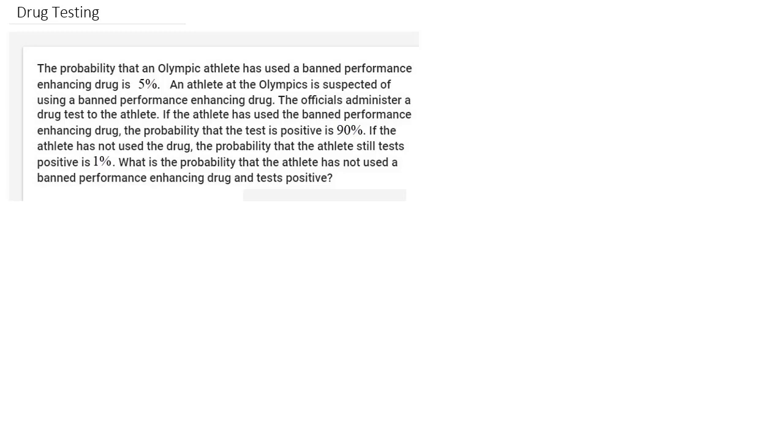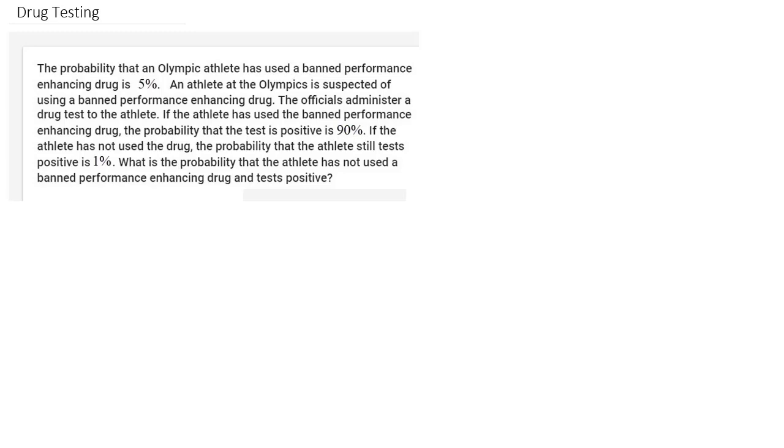So it says the probability that an Olympic athlete has used a banned performance-enhancing drug is 5%. An athlete at the Olympics is suspected of using a banned performance-enhancing drug. The officials administer a drug test to the athlete. If the athlete has used the banned performance-enhancing drug, the probability that the test is positive is 90%. If the athlete has not used the drug, the probability that the athlete still tests positive is 1%. What is the probability that the athlete has not used a banned performance-enhancing drug and tests positive?